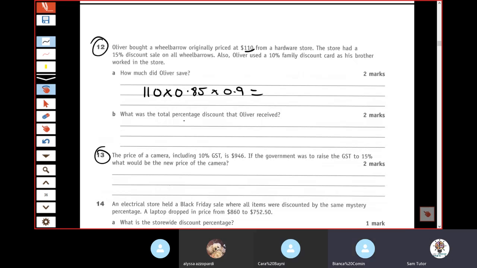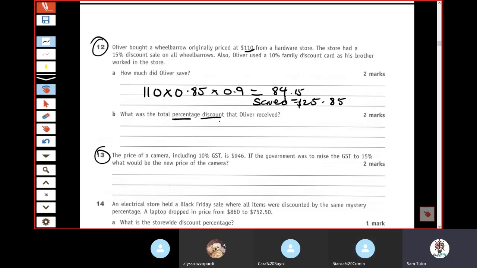Let's see if we all got the same answer. Are we doing it differently or same? We'll find out. So you pay 84.15, which means saved equals. Did we get $25.85? Yeah. Beautiful. And then what was the total percentage discount that Oliver received?